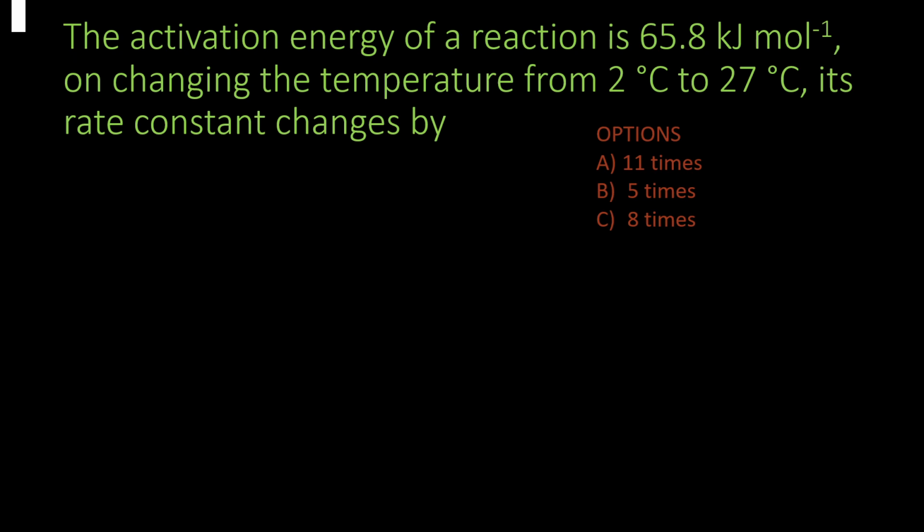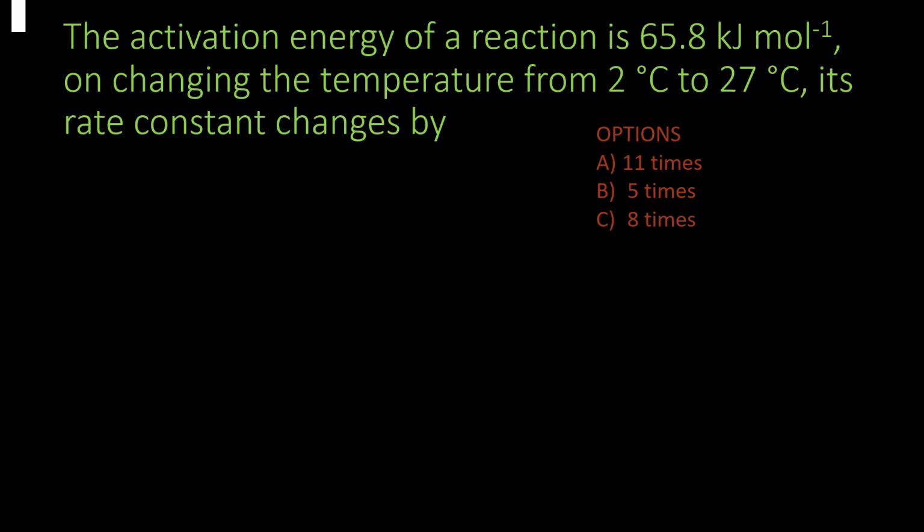Today, let's solve a problem to see how a temperature changes the rate constant of a reaction. So, this is the problem we are considering today. The activation energy of a reaction is 65.8 kJ per mole. On changing the temperature from 2 degrees Celsius to 27 degrees Celsius, its rate constant changes by, we are given 3 options, A 11 times, B 5 times, C 8 times.